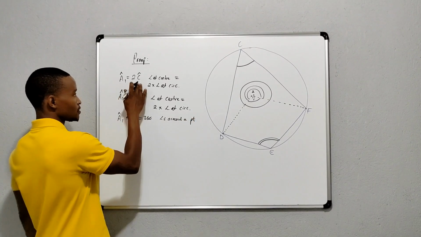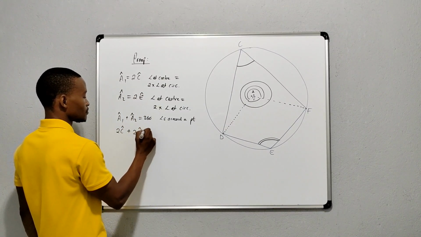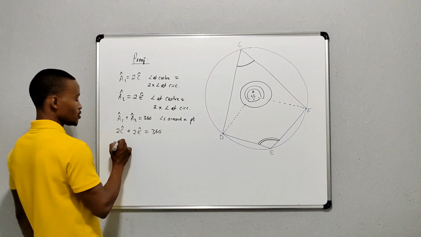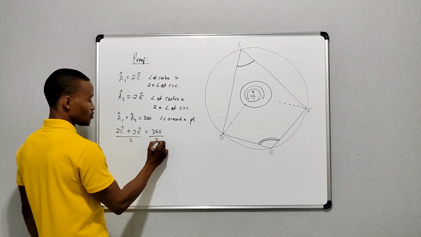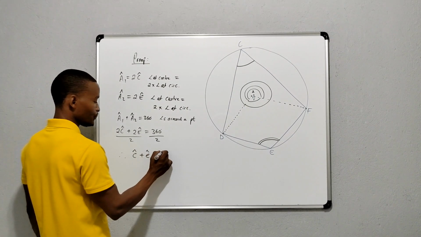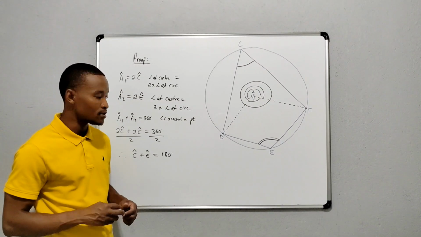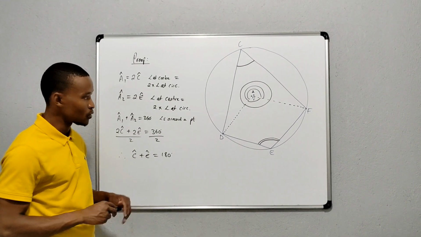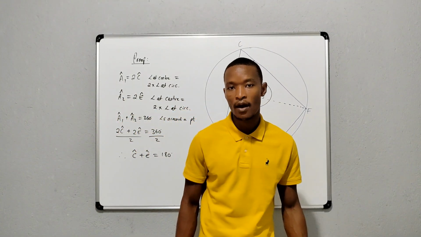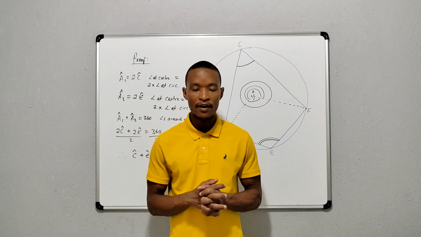Substitution takes place, and we divide both sides by 2. Therefore, angle C plus angle E is equal to 180 degrees, which is the end of our proof, showing that indeed when you add C and E, you get 180 degrees, and therefore they are supplementary angles. Right, so this takes care of question 5.